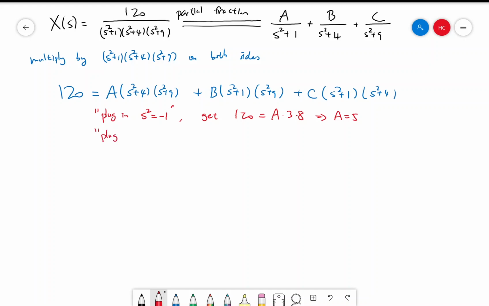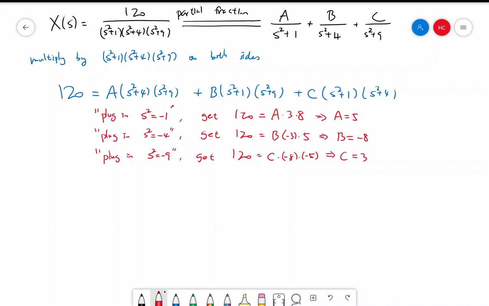Same thing. If we plug in s squared equals negative 4, then A and C go away. So we get 120 equals B times 3 times negative 3 times 5, remembering that negative 3 times 5 is negative 15 times... so B is equal to negative 8. And then same thing for C. We plug in s squared equals negative 9. We get 120 equals C times negative 8 times negative 5. So C is equal to 3. Therefore, our capital X is equal to 5 over s squared plus 1 minus 8 over s squared plus 4 plus 3 over s squared plus 9.